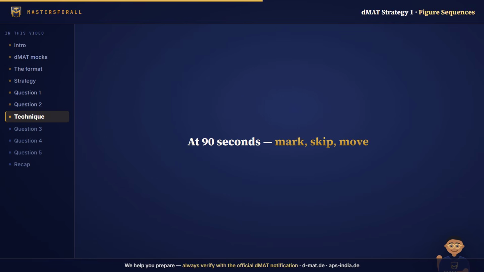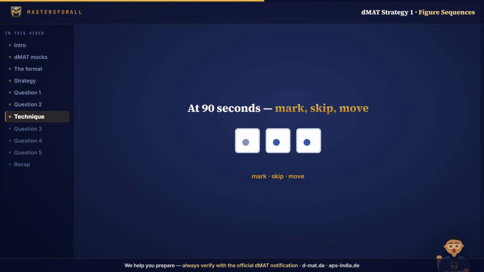And one rule about the clock before the last 3. At 90 seconds on a single series, mark it, skip it, move. One stubborn question can eat 4 easy ones. In a 20 series section, that trade is never worth it.